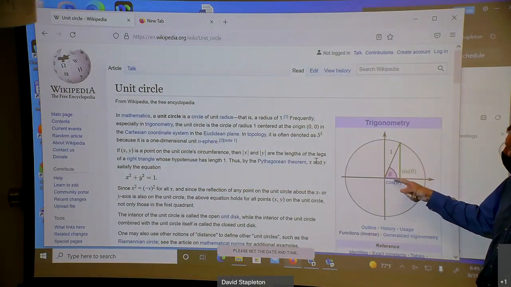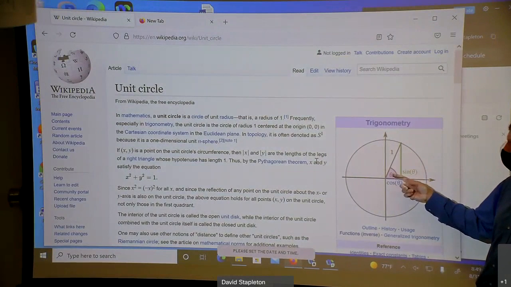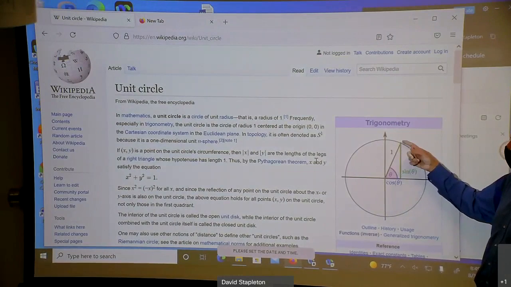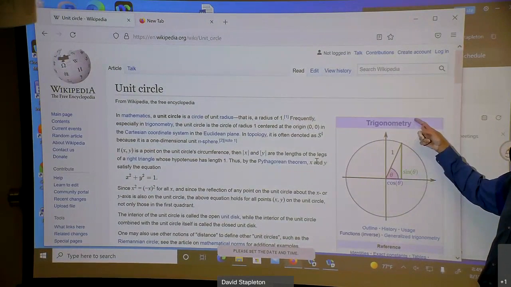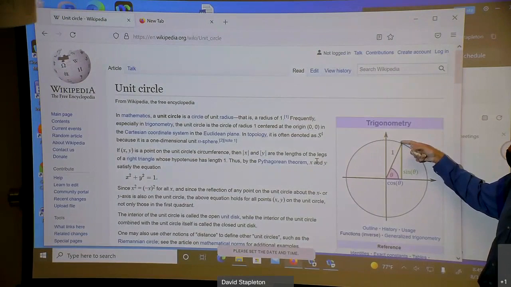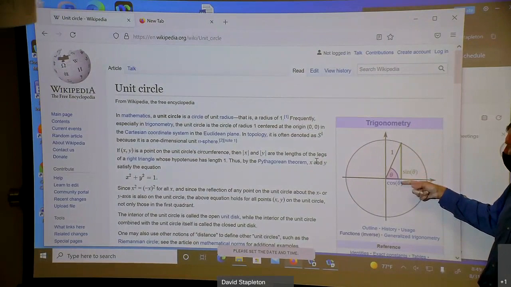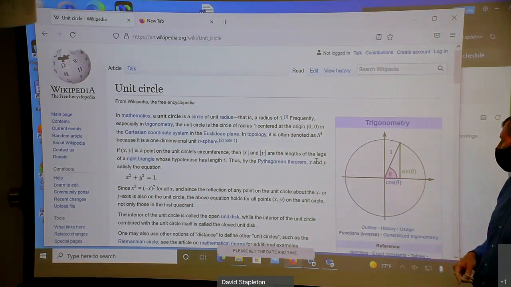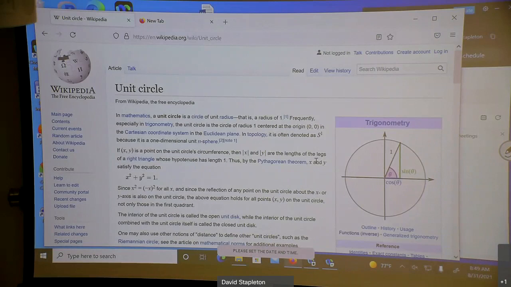If you take an angle in standard position, this has nice computer graphics, better than mine, and run the terminal ray out like this, the point of intersection, x, y, tells you the y coordinate is the sine of theta, and the x coordinate is the cosine of theta. So that defines the first two concepts, all right? Just the coordinates here.